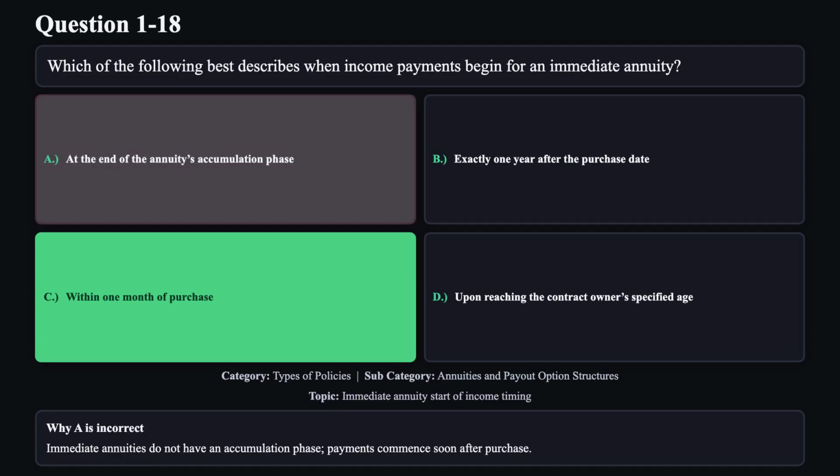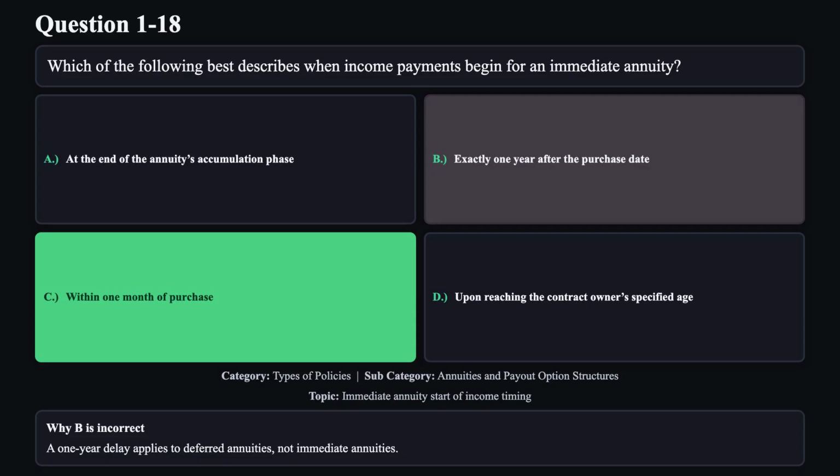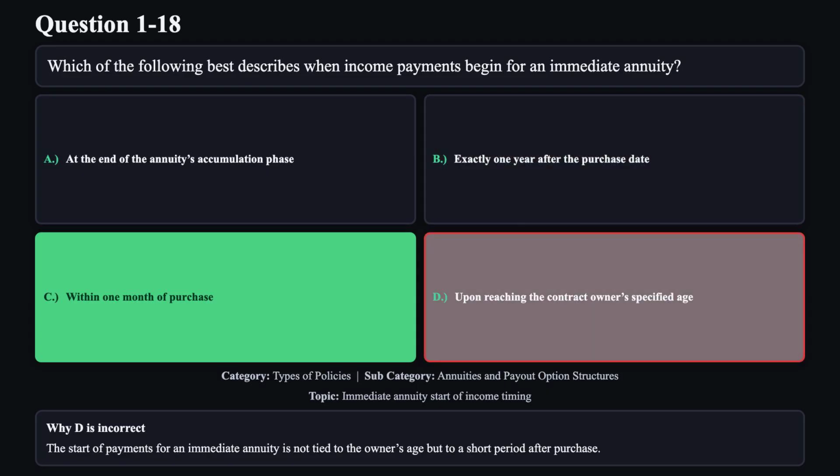Reason A is not correct. Immediate annuities do not have an accumulation phase. Payments commence soon after purchase. Reason B is not correct. A 1-year delay applies to deferred annuities, not immediate annuities. Reason D is not correct. The start of payments for an immediate annuity is not tied to the owner's age, but to a short period after purchase.